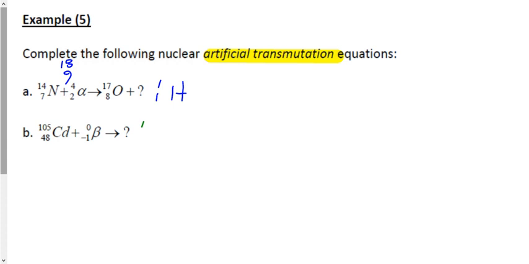105 plus 0 is 105. 48 plus minus 1 is 47. And that's going to be Ag, silver. It's called electron capture, when an electron is captured by the nucleus, absorbed by the nucleus.